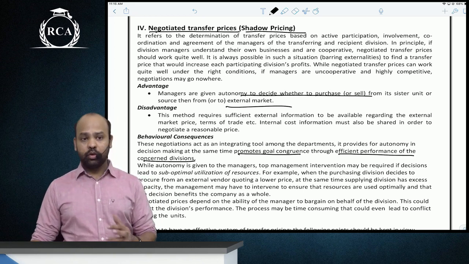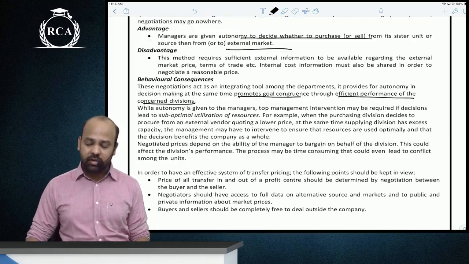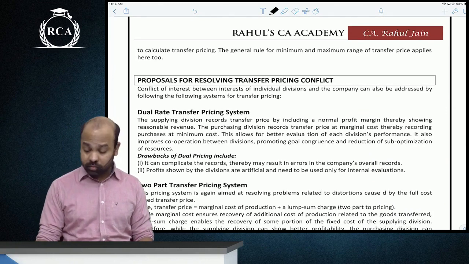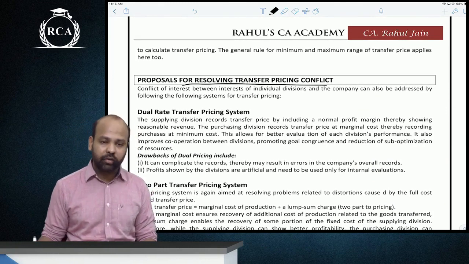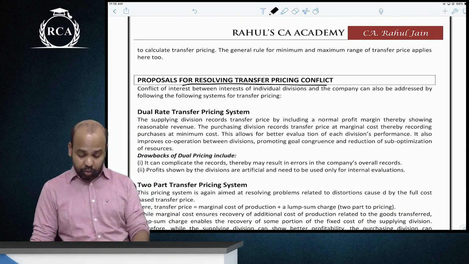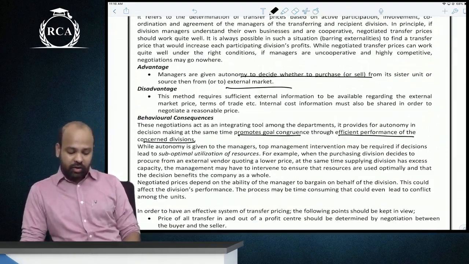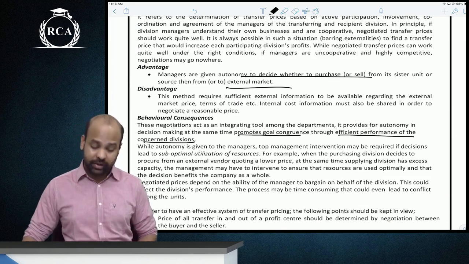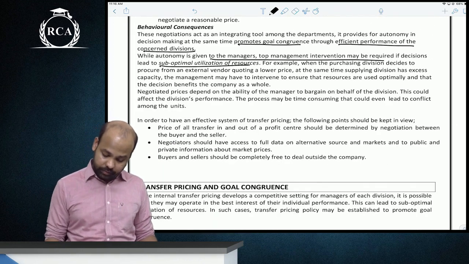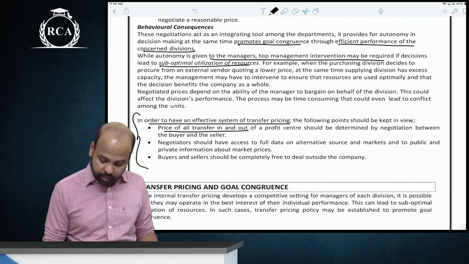So yes, beta, negotiations can result in suboptimal decision making. So interference of the top management will be required, guys. There are two pricing methods, beta, for resolving conflicts. One is called the two-part transfer pricing system. The other one is the dual rate transfer pricing system. We'll come to that also, guys. ये तो समझ में आ गया ना बेटा सबको? I hope you all understood what negotiated or shadow pricing is. Negotiated or shadow pricing can result in suboptimal decision making.